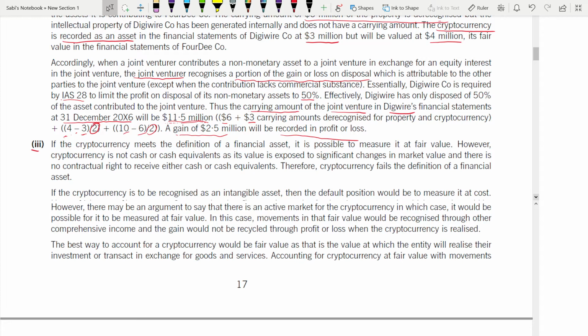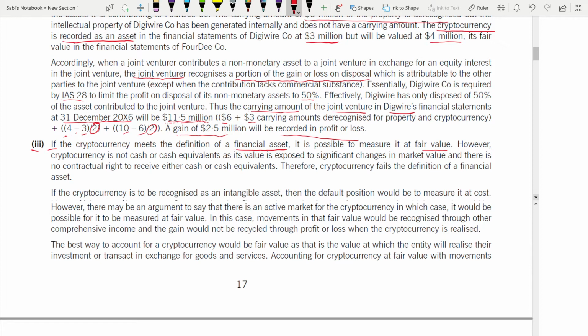So now, cryptocurrency. You see, they didn't say whether it means this or not. They are saying if it means this, what happens? If it means that, what happens? So if the cryptocurrency meets the definition of financial asset, it is possible to measure it at fair value. However, cryptocurrency is not cash or cash equivalent, as its value is exposed to a significant change in market value, and hence there's no contractual right to receive either cash or cash equivalent. It's very important when you talk about financial asset whether there's a contractual right to receive cash or not. The business model you're talking about.